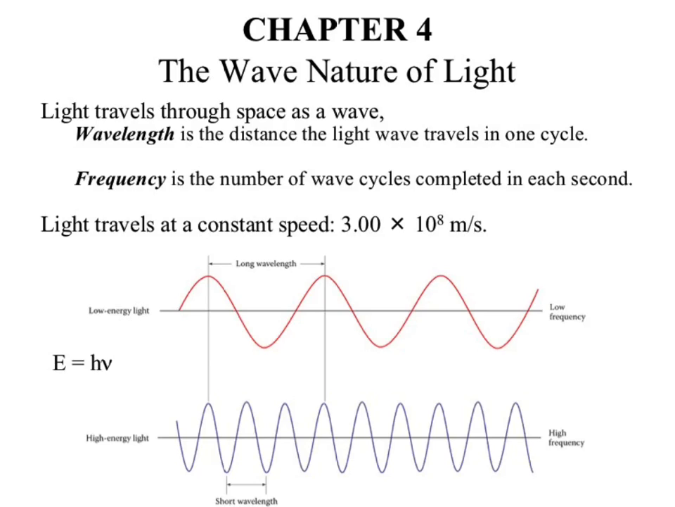If you move into a 151 class, they will ask you to run calculations out the yin-yang with this. We don't need to worry about calculations. All I want you to pick out of light, wavelength, is the distance between peaks. Frequency is the number of peaks within a given range. Okay? That range may be seconds, it may be milliseconds, it depends on what you're looking at. Typically, it's seconds. That's all I want you to do with it.